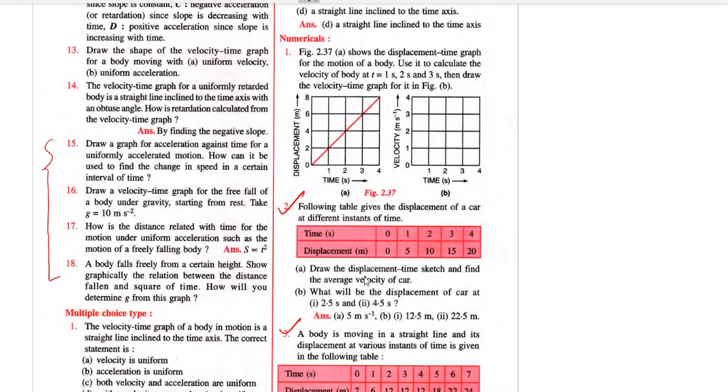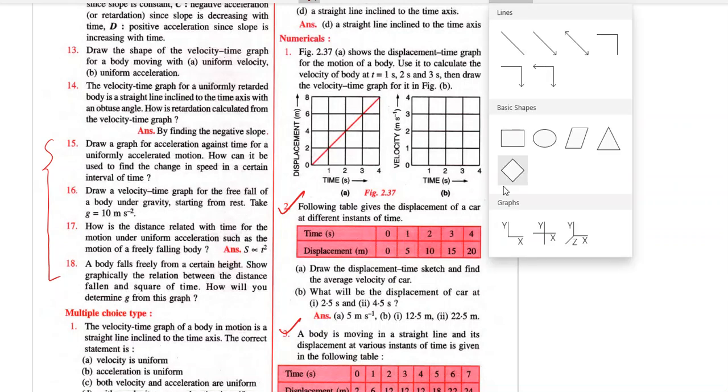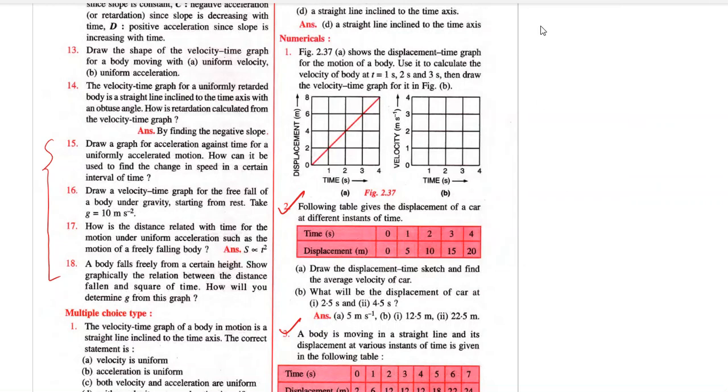Now see, average velocity from displacement time graph is basically total displacement upon total time. And let's see, first let's draw the graph. First I need to draw x and y axis. Okay. Now we need to plot time on x axis and displacement on y axis.